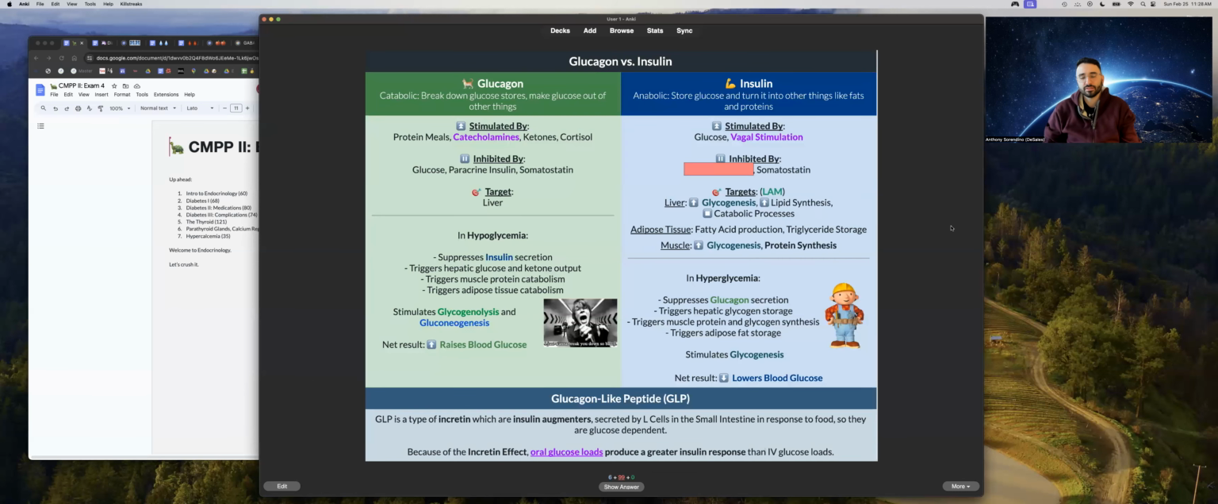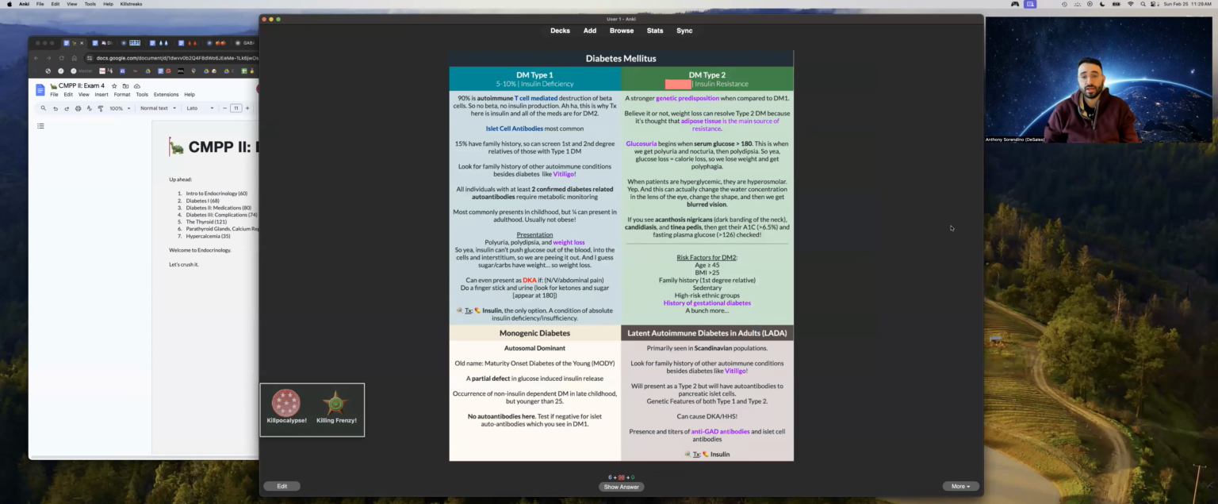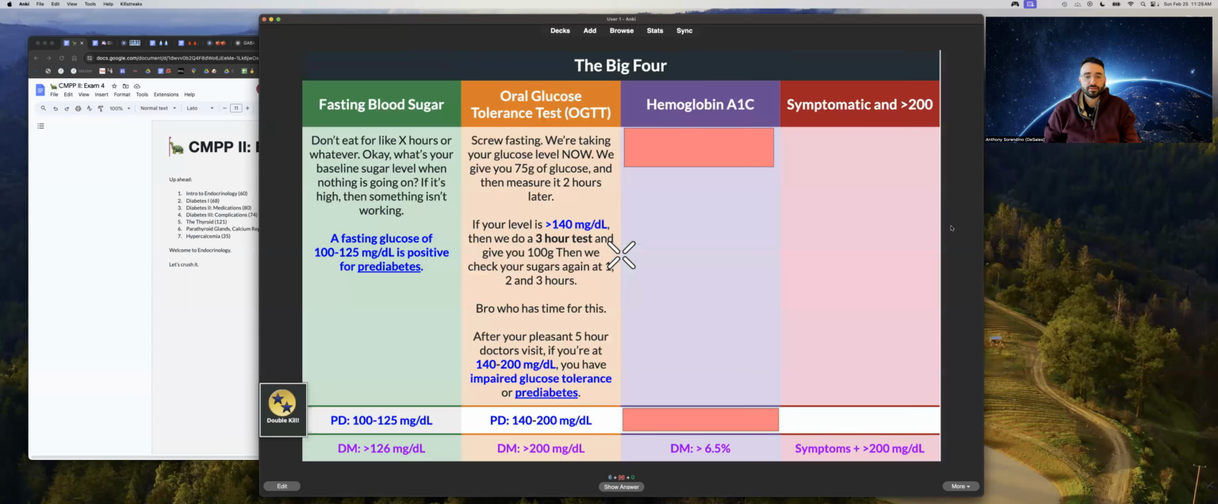What inhibits insulin? Somatostatin and something else. Catecholamines would do it? 90 to 95. 6 more new ones. Partial defect. What's pre-diabetic for an A1C? 5.7 to 6.4.